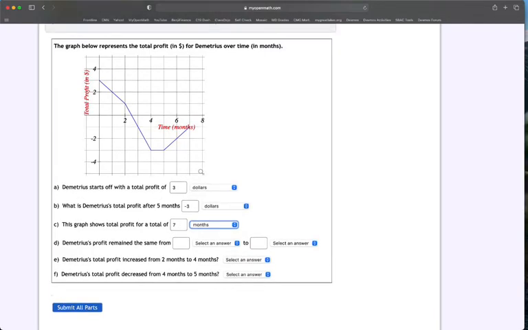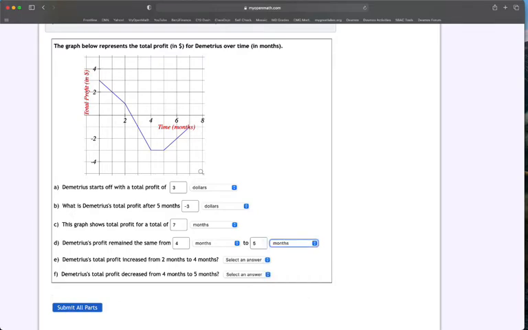Demetrius's profit remained the same from what to what? Well, same means we're looking for a part of the graph that is constant. So we're looking right there from 4 months to 5 months. His profit was constant, which means it was the same. So from 4 months to 5 months.